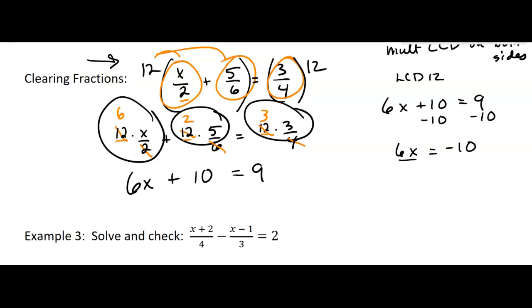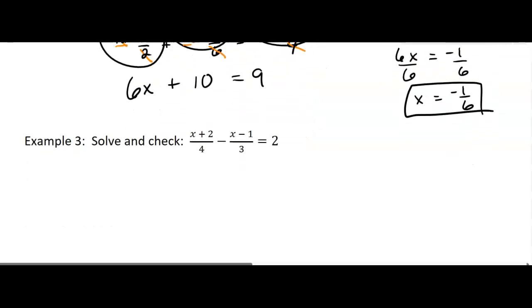And divide by, oh, that's supposed to be -1. Got a little 0 happy there. Sorry. All right, so -1. And now I'm going to divide by 6. And so I get x equals -1/6. Okay, and you could check that.